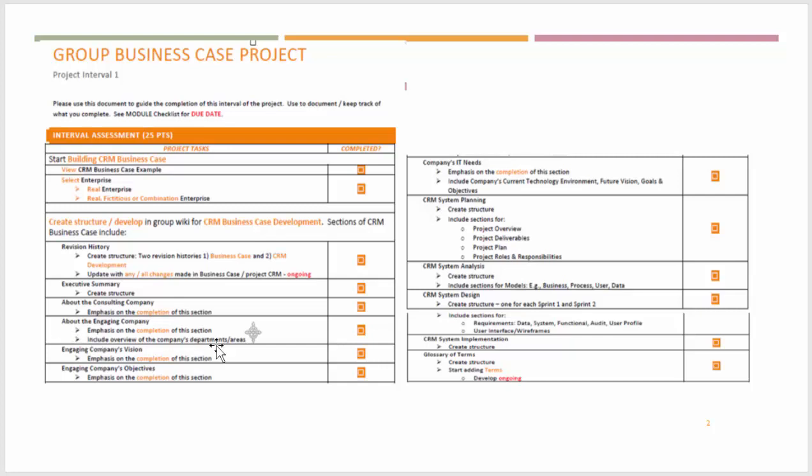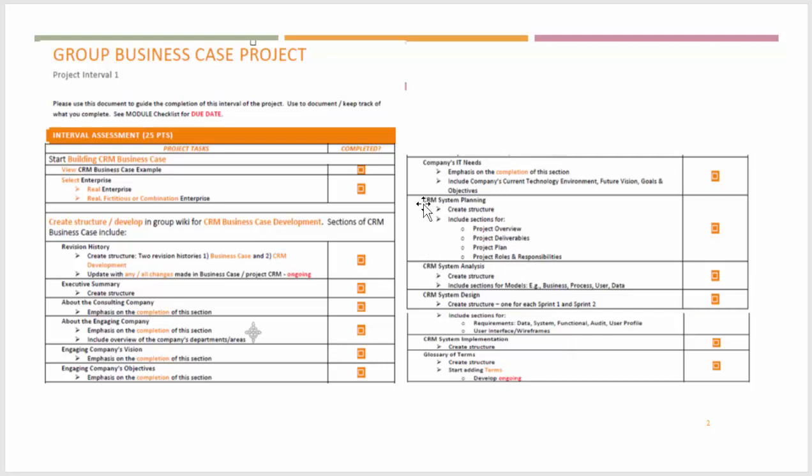an overview of the company's departments and areas, the engaging company's vision, again, emphasis on completion, the engaging company's objectives, again, emphasis on completion, the engaging company's IT needs, and emphasis again on completion of this, and this should include the current technology environment as well as their future vision, goals, and objectives for their technology environment. All of these items are described in detail in the business case video.